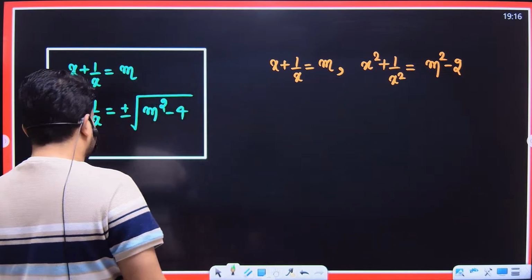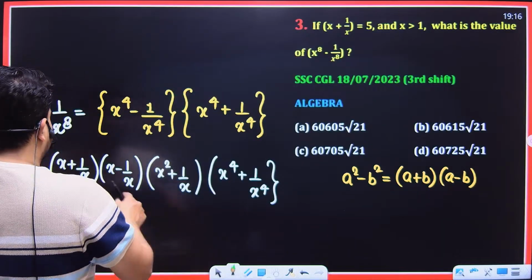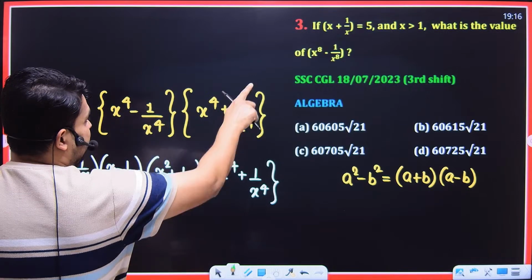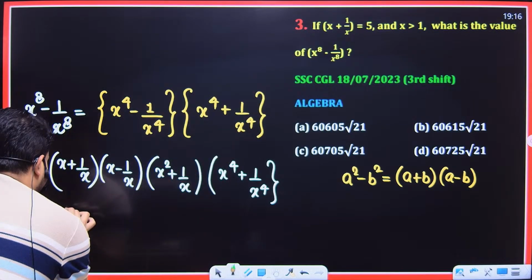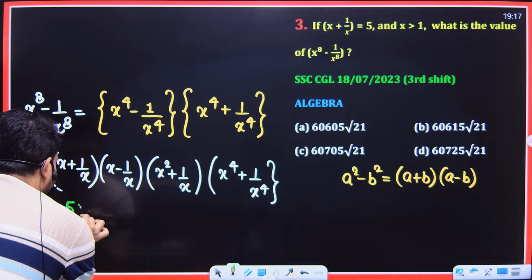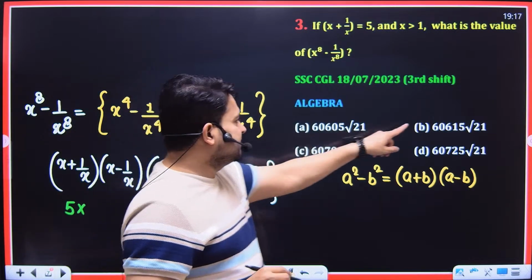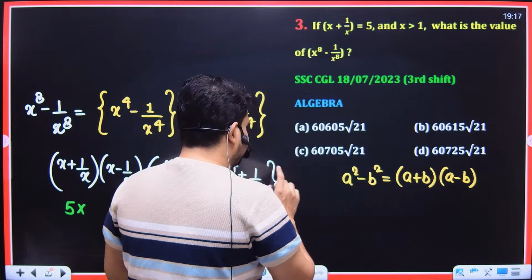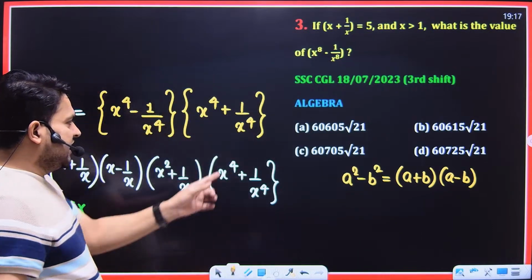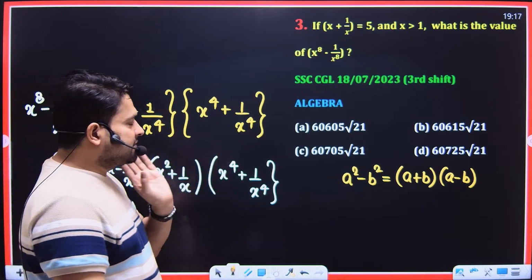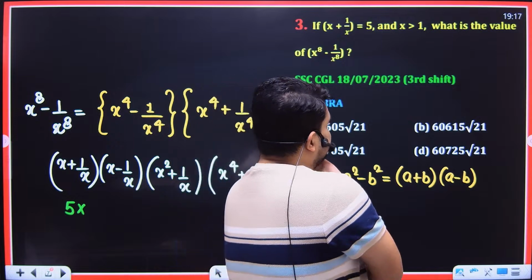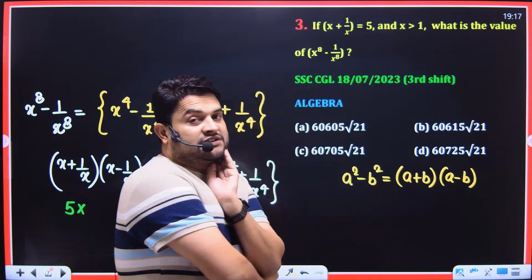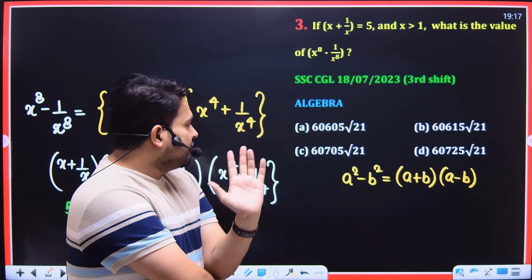So we have to calculate with x plus 1 upon x given as 5. So my answer should be divisible by 5. All these numbers are divisible by 5. I don't want to multiply all these numbers. I will calculate the digital sum of this question. What is the digital sum? First of all, you have to add all the digits. See, root 21 is common in all the options.